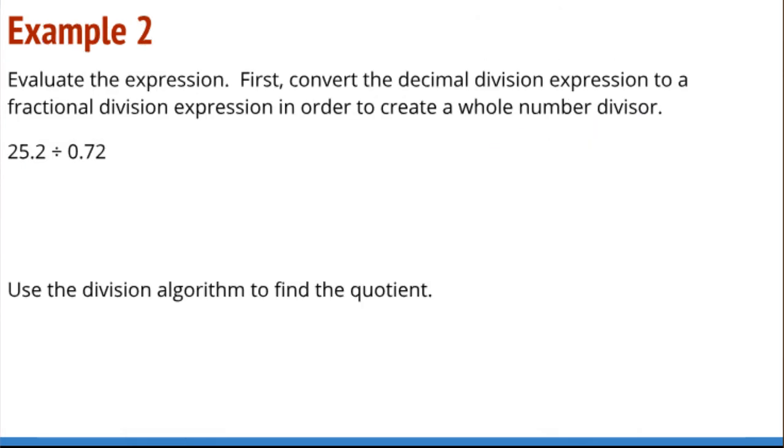All right, taking a look at example 2, we are going to evaluate the expression, which means we're actually going to do the division. And we are going to convert the decimal division expression to a fraction division expression in order to create a whole number divisor. So we're not just going to make the fraction division expression, we're actually going to divide it this time. So I've got 25 and 2/10 divided by 72 hundredths. I heard hundredths when I read this 72 out loud, so I know that I'm going to multiply by 100.